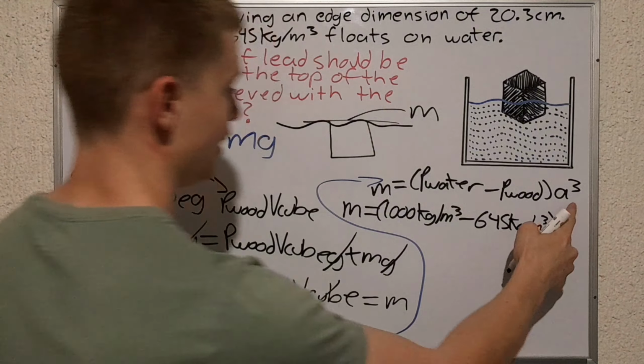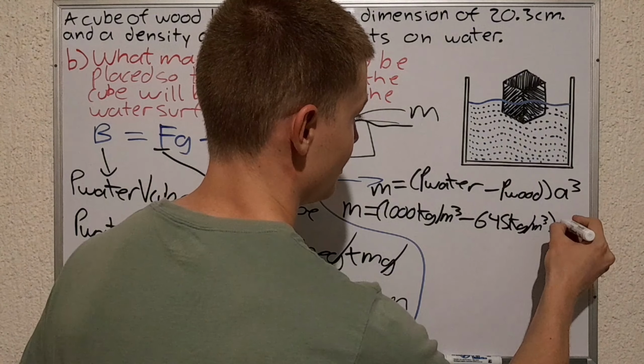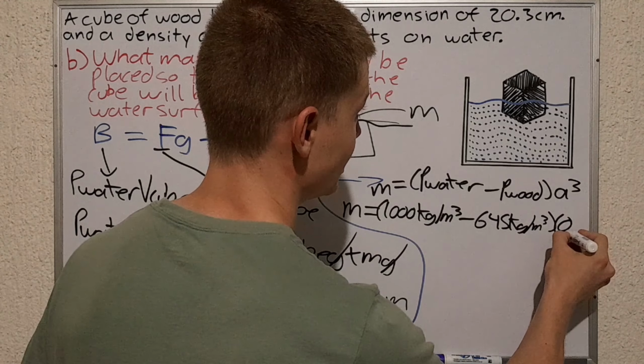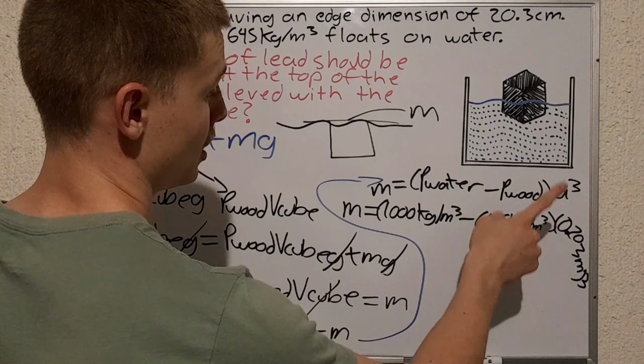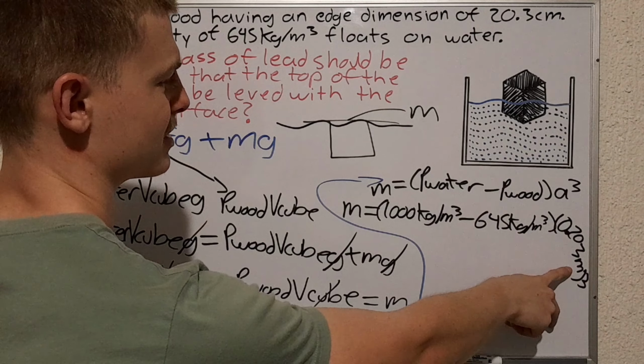Now for a cube, remember we're talking about meters, so I'm going to move the decimal point two spots to the left, so it's going to be 0.203 meters cubed. I hope you understand. So this is 0.203 cubed, and it's still going to be meters.